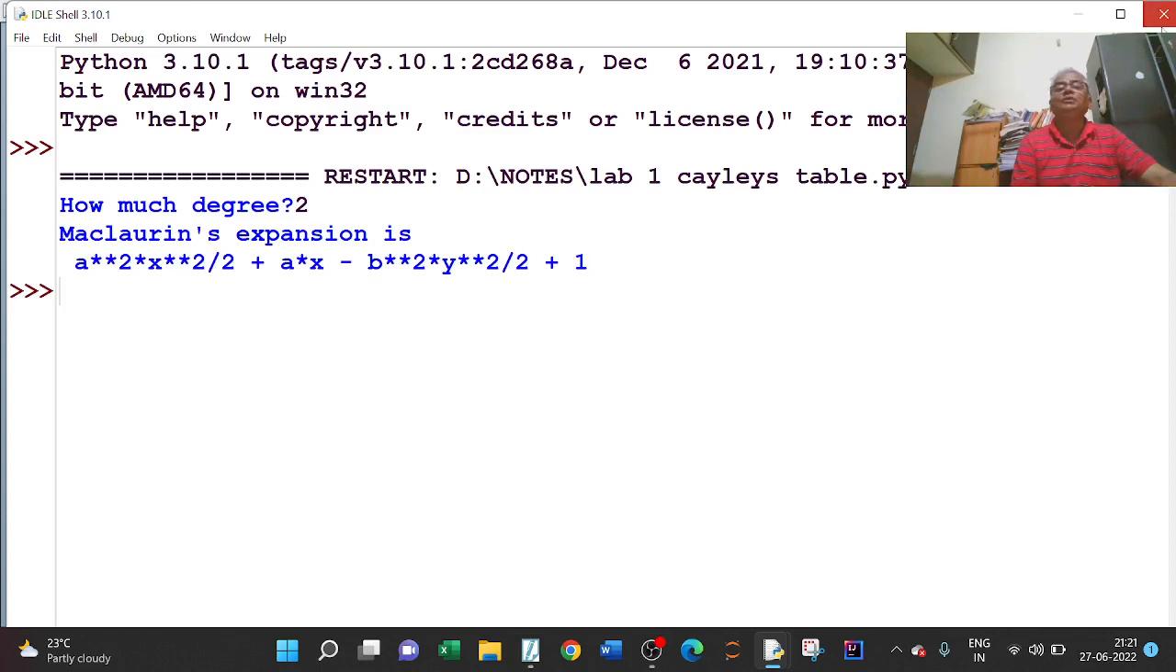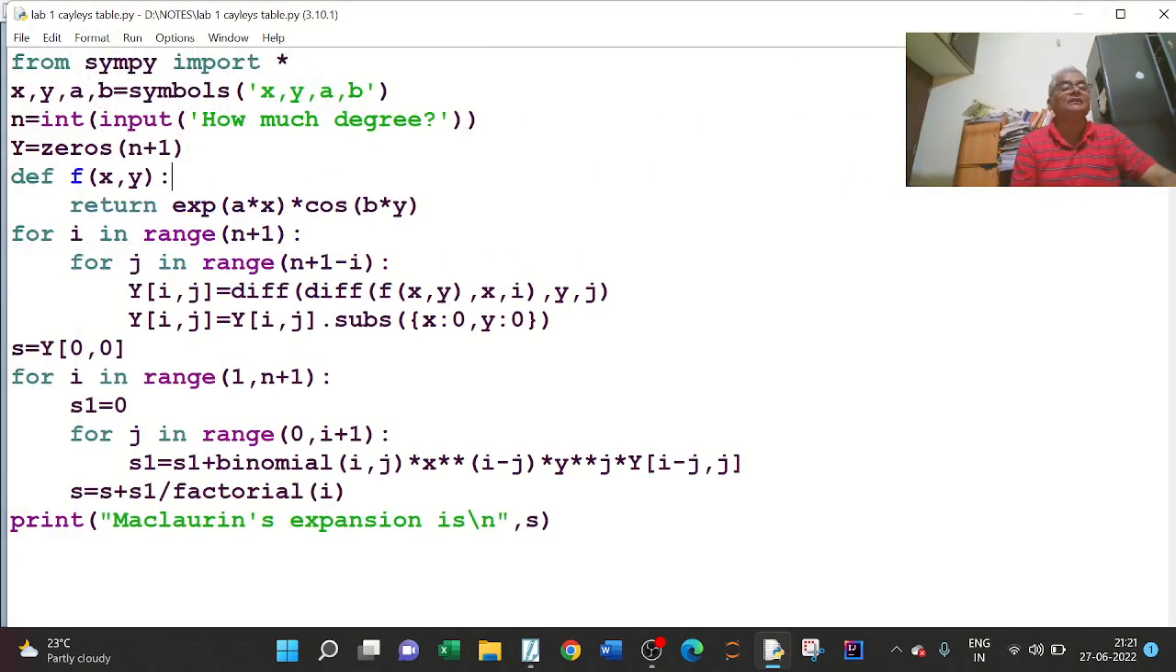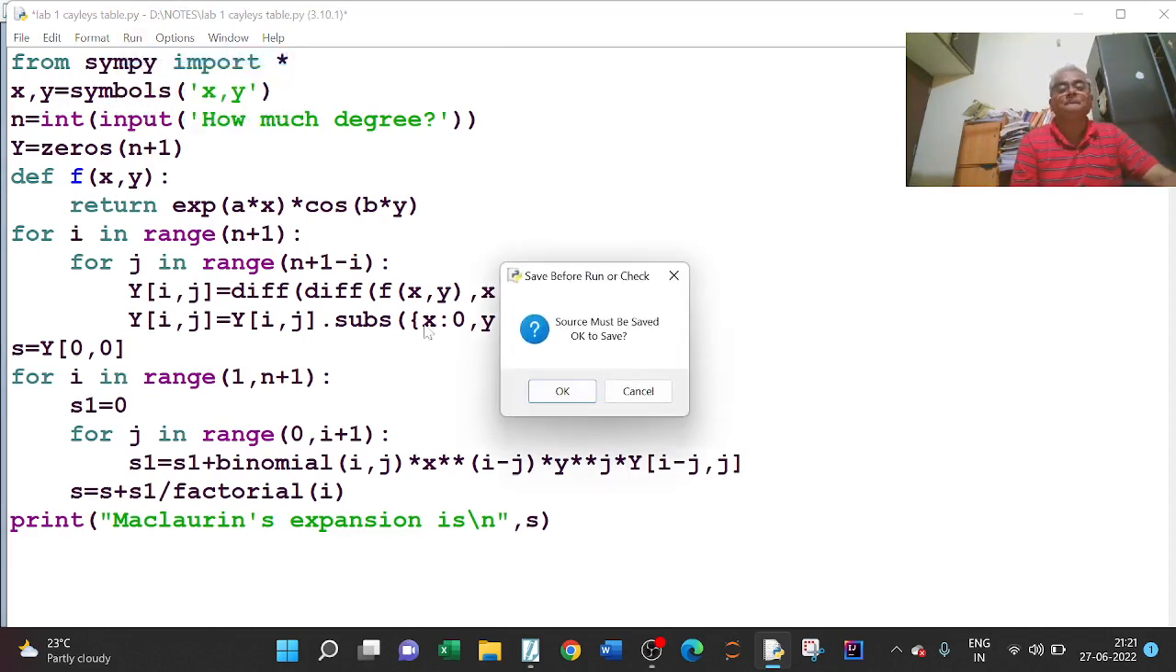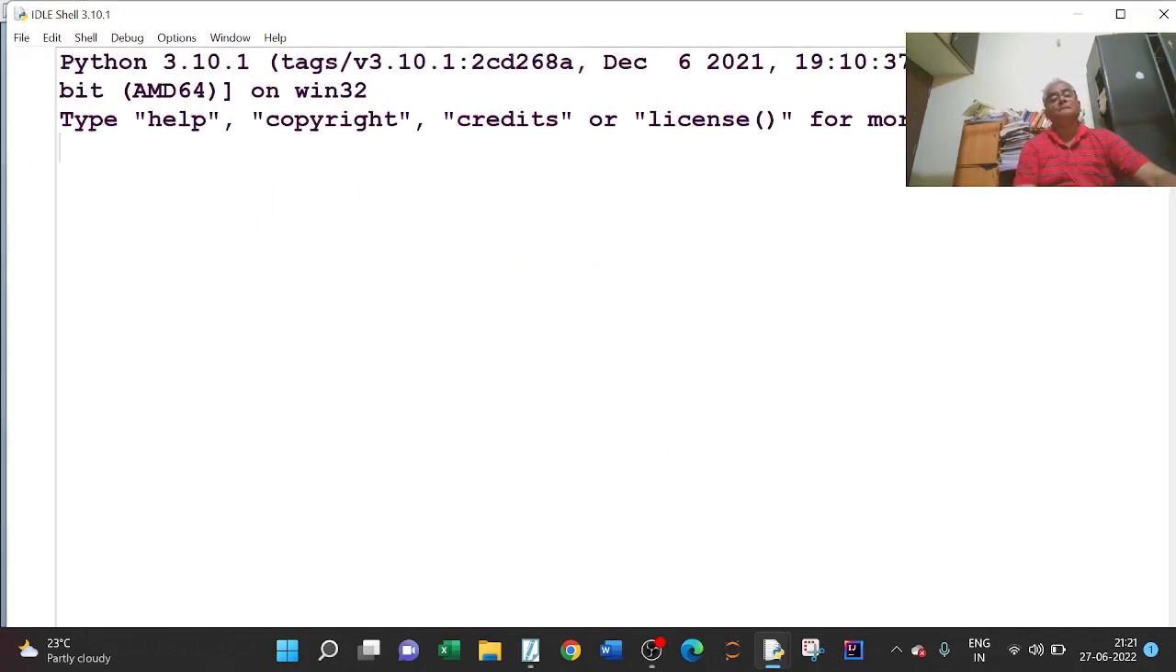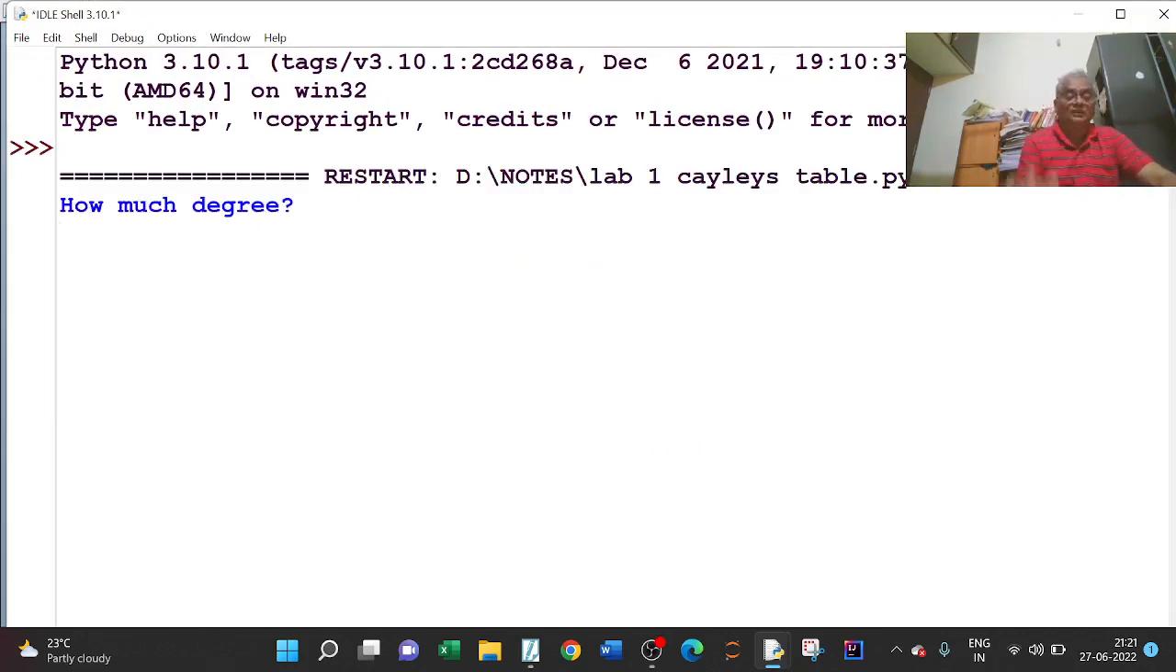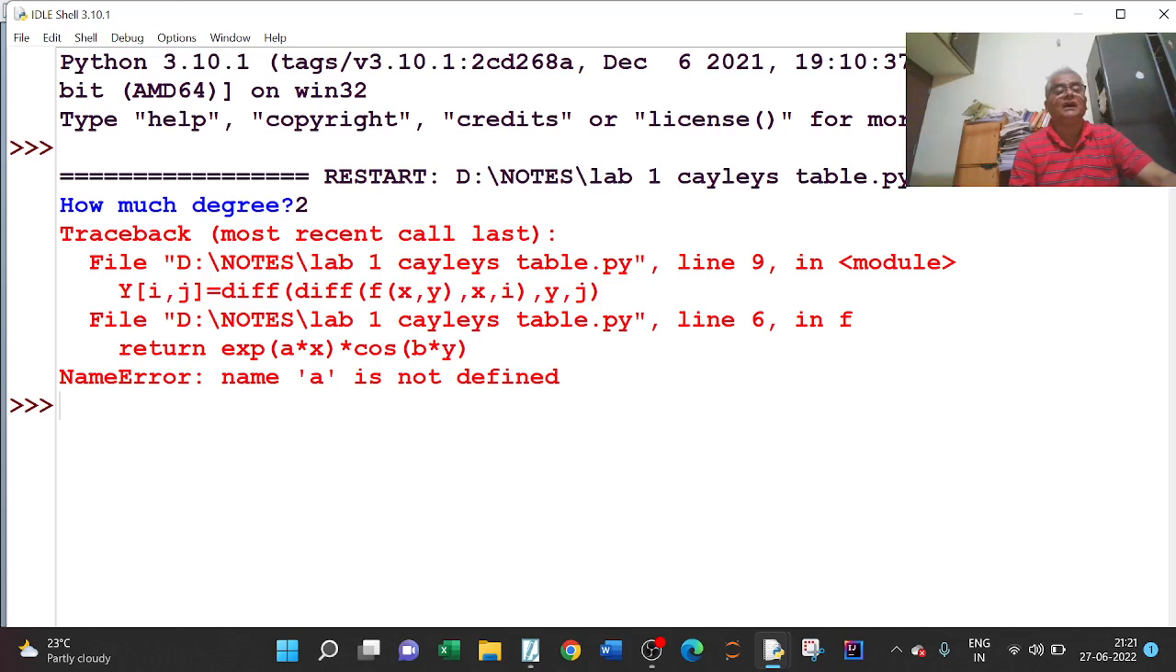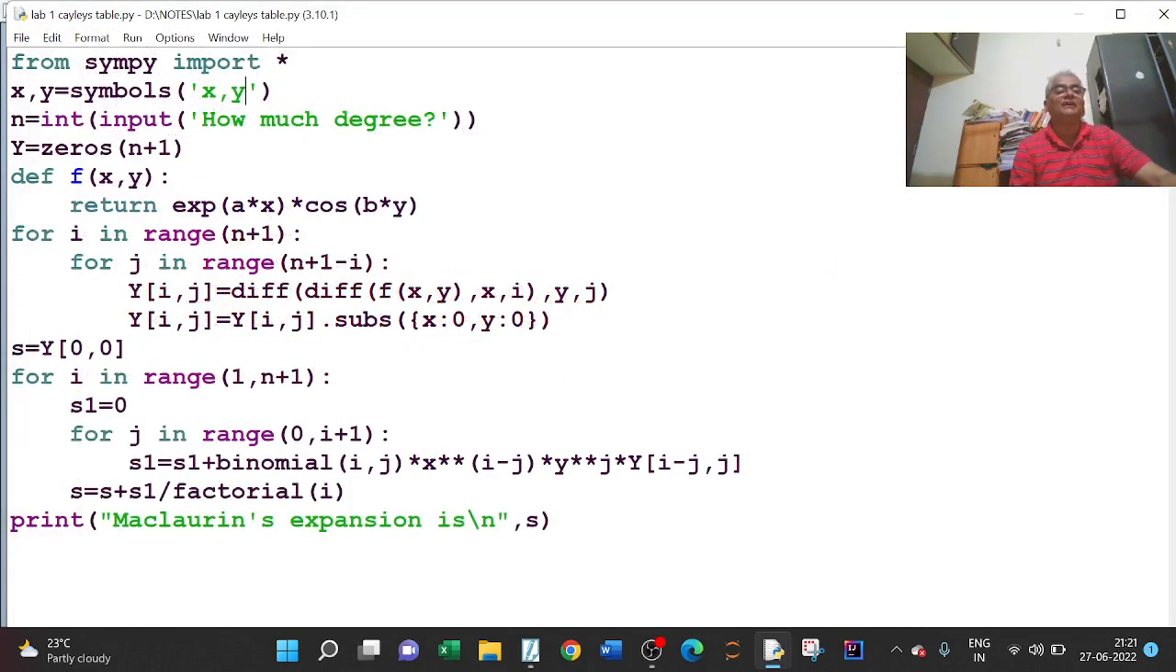And if you don't give a and b here, okay, let me check what happens. If I run this program, say 2, yeah, a is not defined. So therefore I have to define a and b as symbols, or otherwise we have to give some values to a and b. Next I will go for another example.